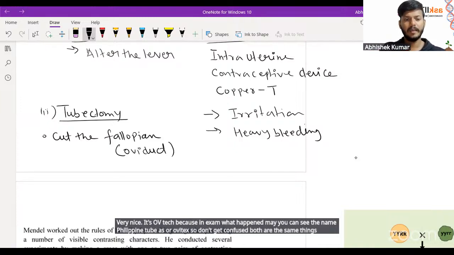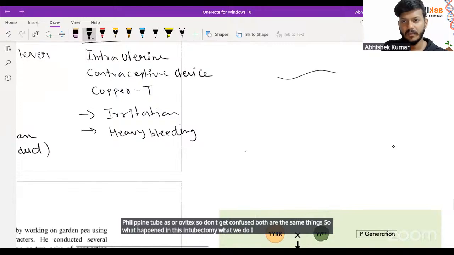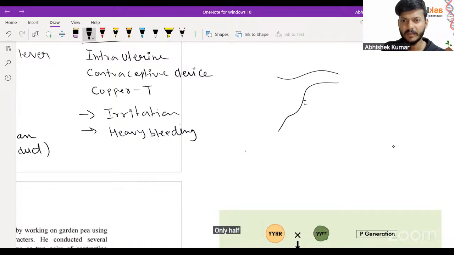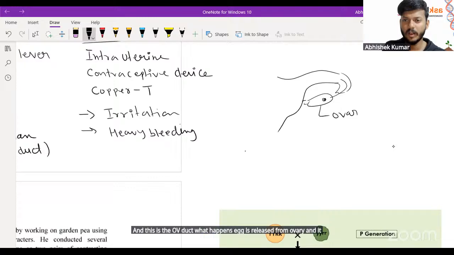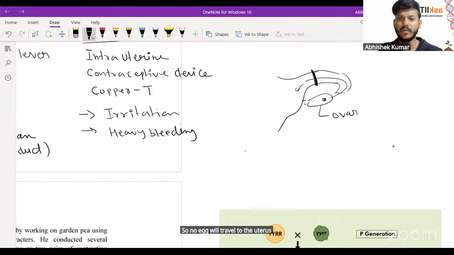So what happens in this? In tubectomy, what do we do? I'm making a diagram of the female reproductive system, okay? Only half, I'm making the half diagram. So this is the ovary and this is the oviduct. An egg is released from the ovary and it travels through the fallopian tube. So we are cutting from here only. So there will be a jam. No egg will travel to the uterus, so there will be no fertilization.